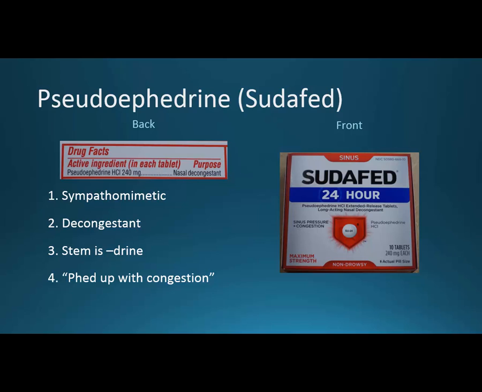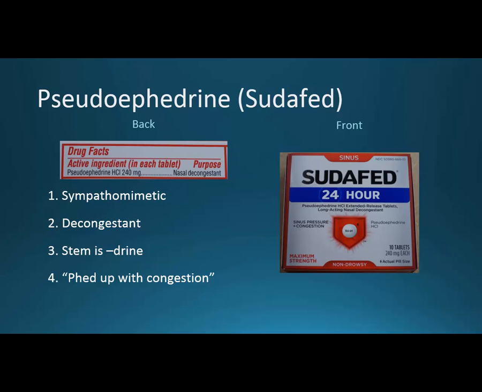Pseudoephedrine and Sudafed. So this is a sympathomimetic, as I said, so it just mimics the sympathetic nervous system. But that's why you get this jitteriness with it, is that it does cause that increase in heart rate and things like that. So be careful with patients that have uncontrolled hypertension. Decongestant, okay, so that's what it's for. The stem is DRINE, and I mentioned the fed up with congestion.